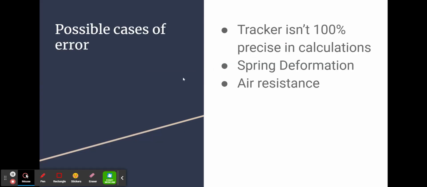It's possible, of course, that there could be error. If Tracker isn't 100%, you have to manually click the points on your point mass system, so the positions of it might be slightly off, changing your calculations a little bit. Also, there is technically a chance for spring deformation in your video, which would not be accounted for in the model, along with air resistance that the mass would have to encounter when it's swinging from side to side and up and down.